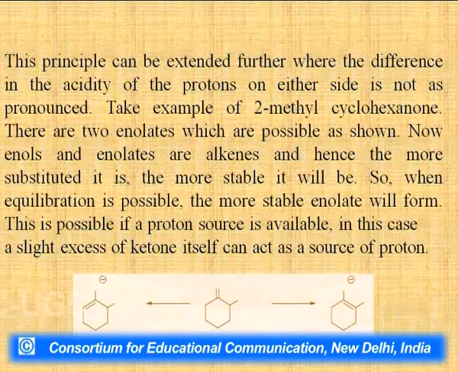This principle can be extended further where the difference in the acidity of the protons on either side is not as pronounced. Example, 2-methylcyclohexanone, where two enolates are possible as shown. Now enols and enolates are alkenes, and hence the more substituted one is more stable. So when equilibrium is possible, the more stable enolate will form.